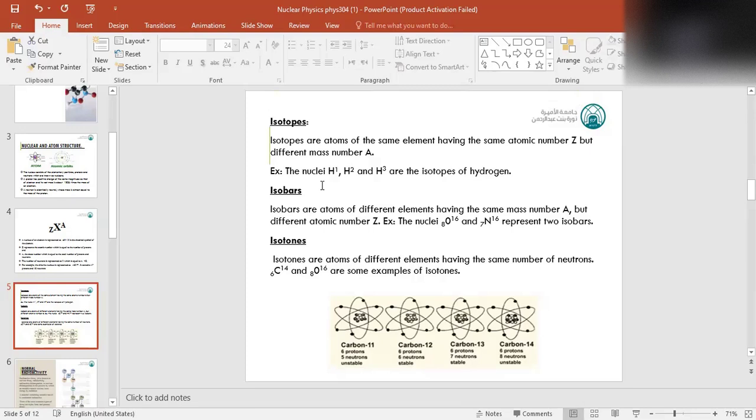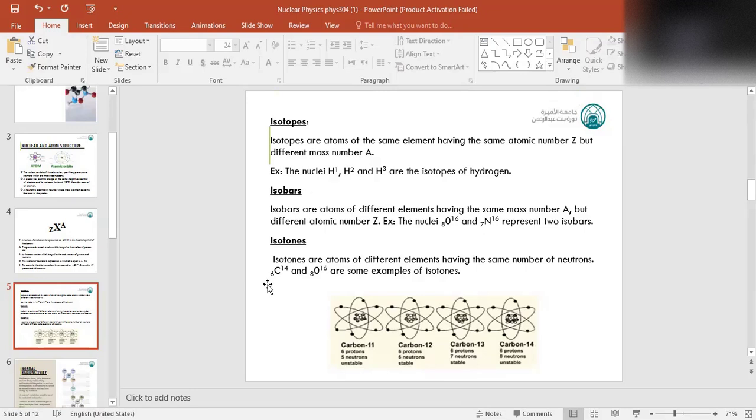Isobars are atoms of different elements having the same mass number, but different Z number, like oxygen 8 16 and nitrogen 7 16. These atoms have the same mass number, but different Z number.